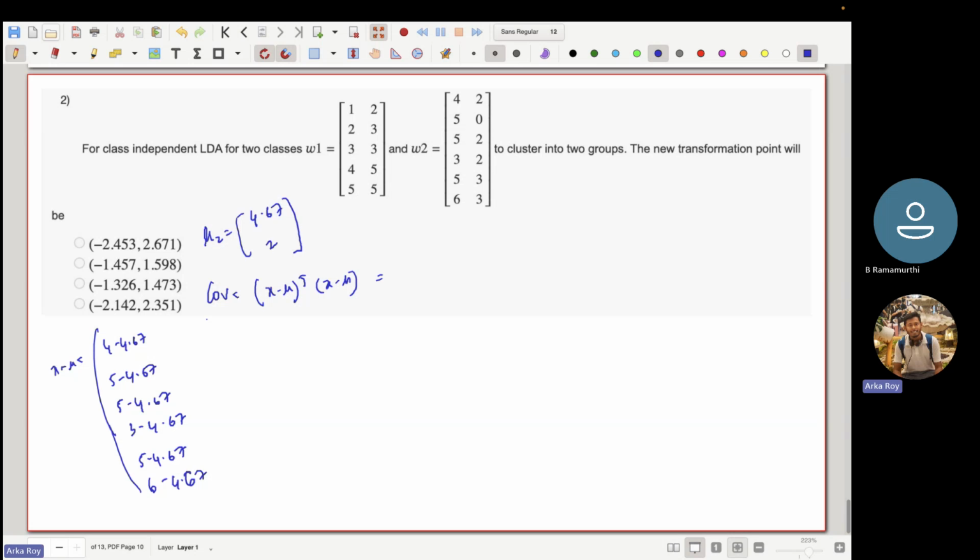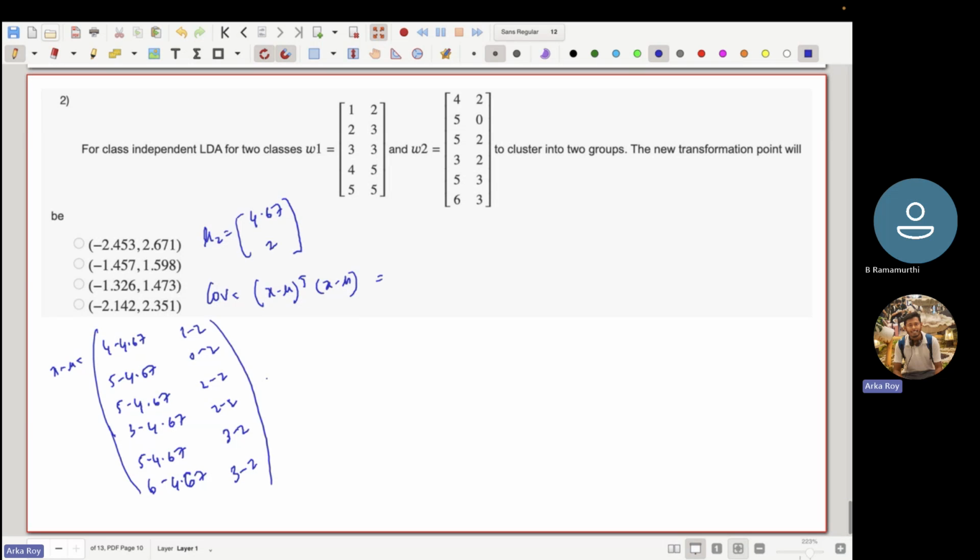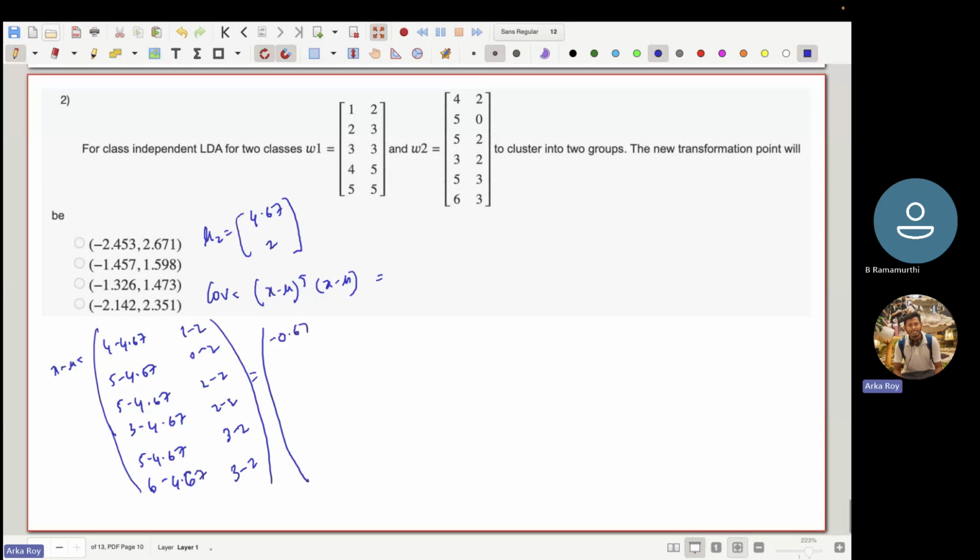And then what we have over here is 2 minus 2, 0 minus 2, 2 minus 2, 2 minus 2, 3 minus 2, 3 minus 2. So this is minus 0.67, 0.33, 0.33, minus 1.67, 0.33, 1.33. Then 0, minus 2, 0, 0, 1, 1.